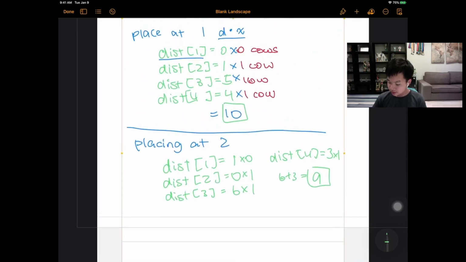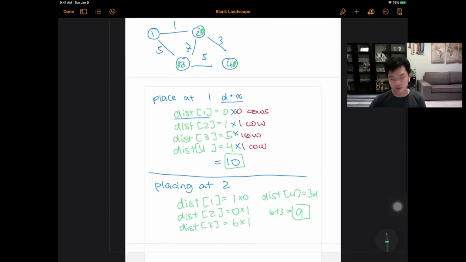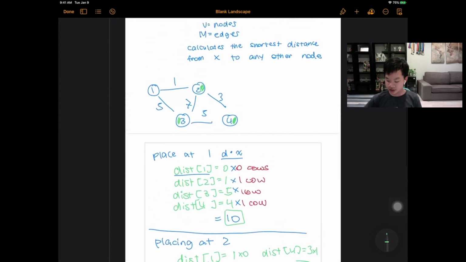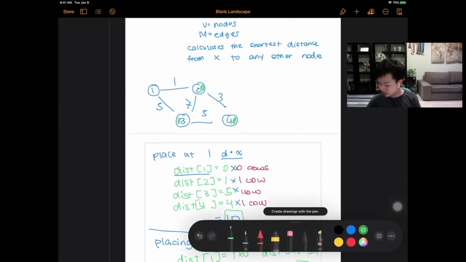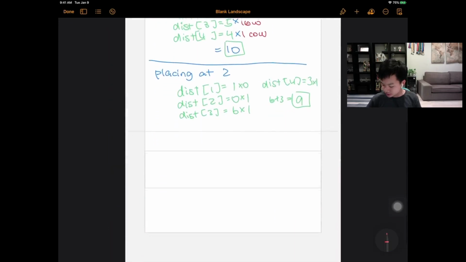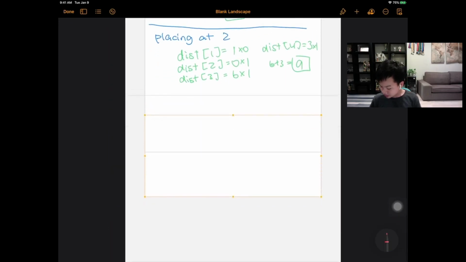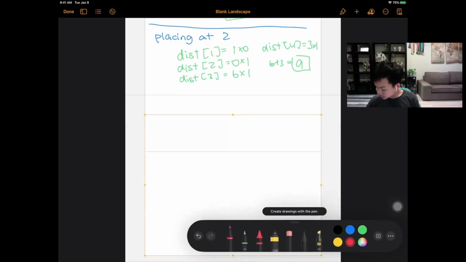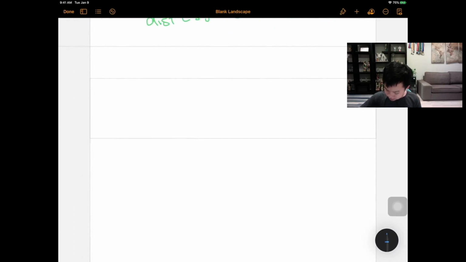Okay, so then we would simulate placing the sugar cube at each of these end pastures. So right now what we've done is that we have already tried placing it at 1, and we also tried placing it at 2. And in your program, you should try placing it at 3 and at 4. So I'm just going to demonstrate placing it at 4.